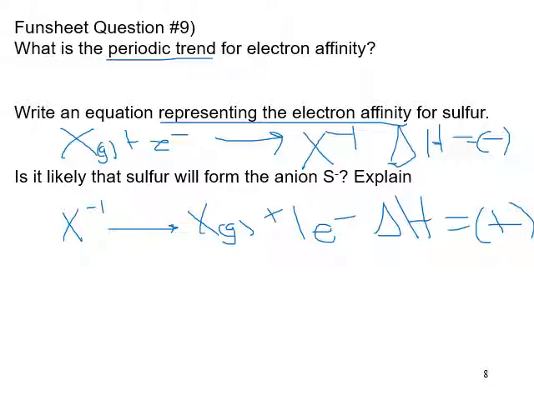Now, looking at this question about sulfur, remember I said look at the individual electron configurations and see how likely it is that sulfur would want to gain an electron, and if he did, where would he put it?